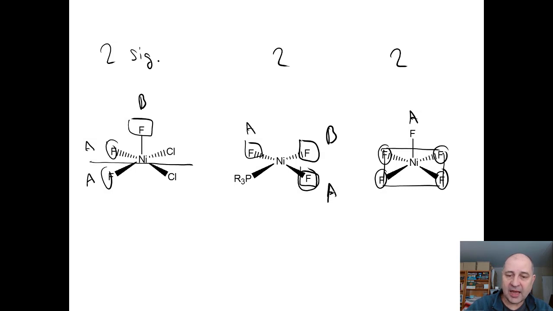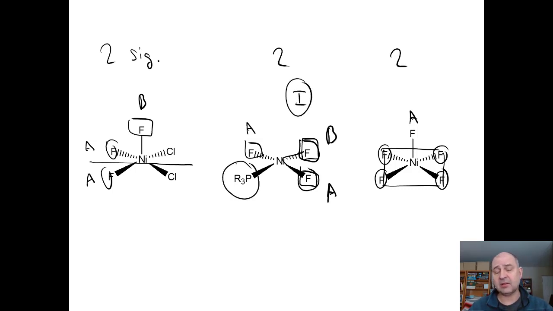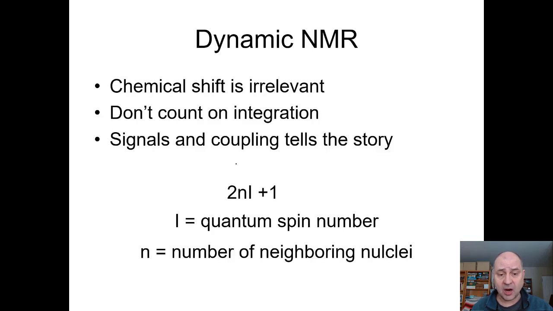And then what I want to look at next is what kind of coupling we would expect, right? Is this fluorine A going to be split by this fluorine? And that depends on the nuclear spin I, all right? And then there's also a phosphorus that's active, and it can also be split by phosphorus. So we're going to look at all of the active nuclei and what the possibilities are, right? So in general, you use the formula 2NI plus 1.